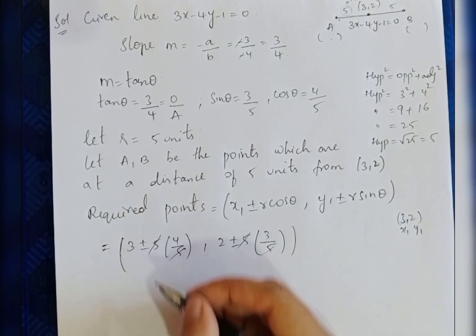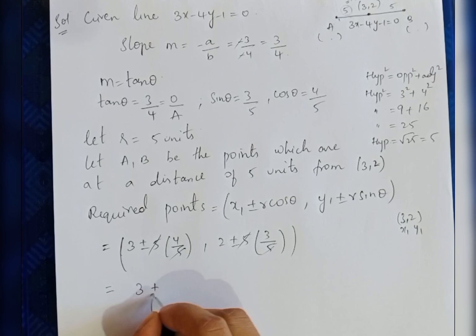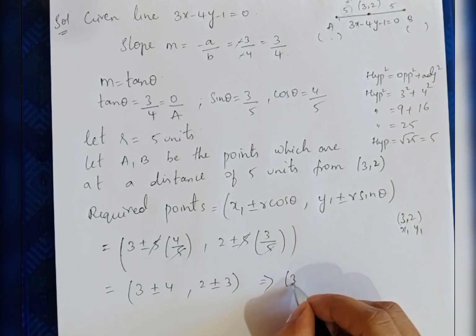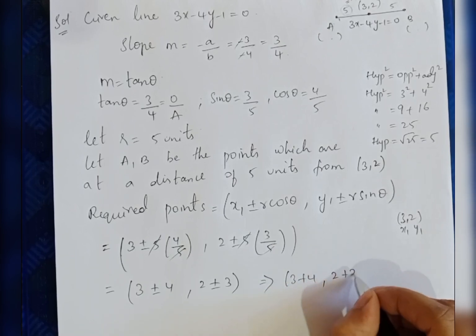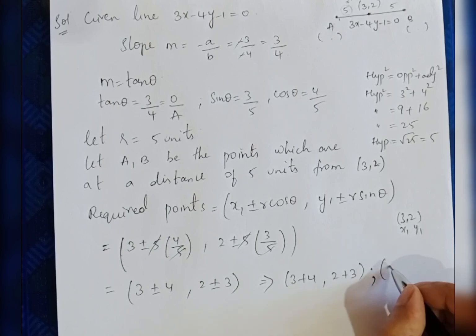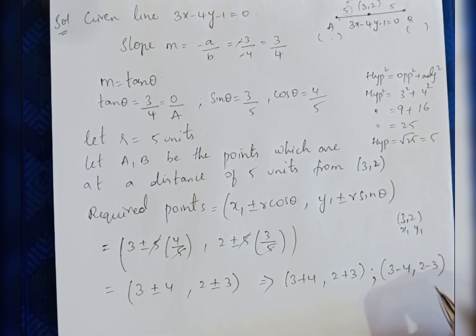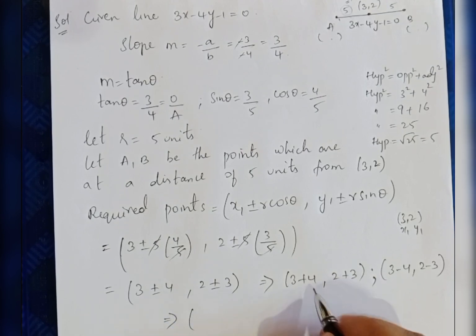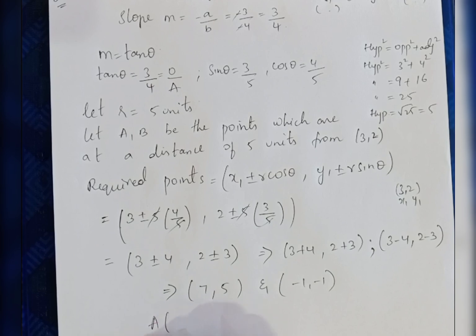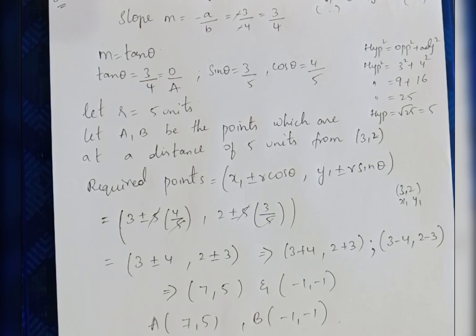So 5 gets cancelled out, and we are left with (3 plus or minus 4, 2 plus or minus 3). With the positive sign we get 3 plus 4, 2 plus 3, and with the negative sign we get one more point, 3 minus 4, 2 minus 3. Adding up, one point is (7, 5) and the other point is (minus 1, minus 1). So A is equal to (7, 5) and B is equal to (minus 1, minus 1).